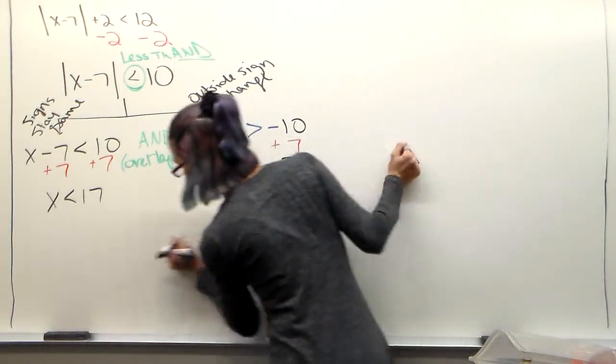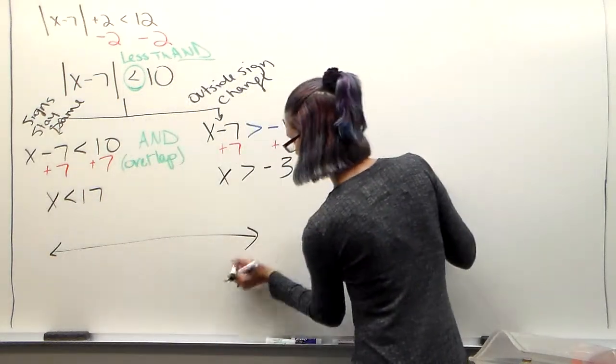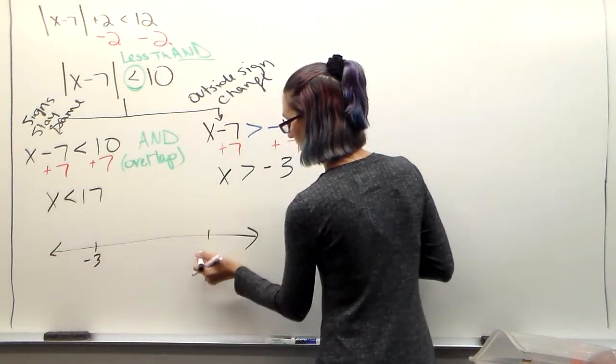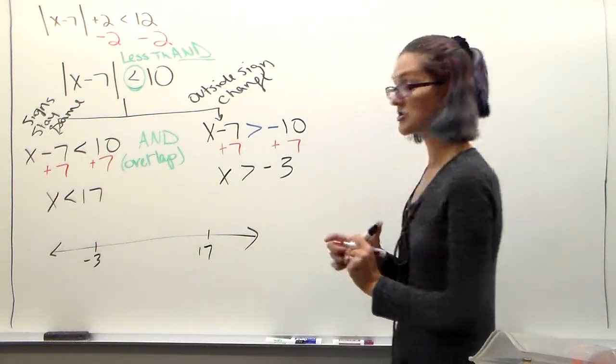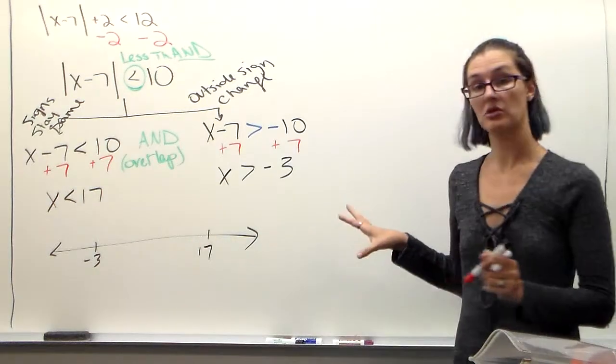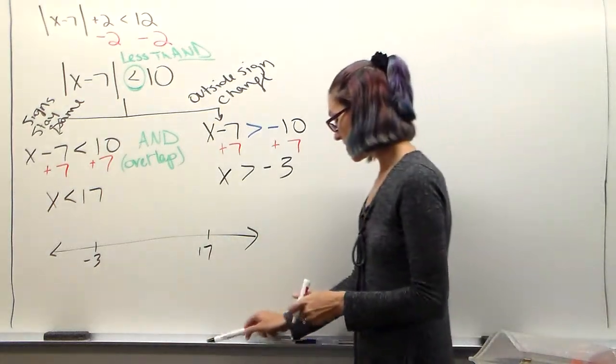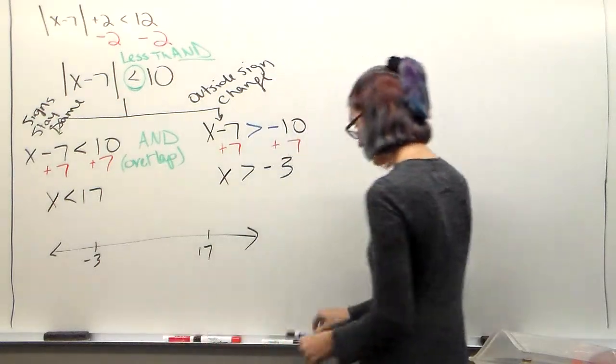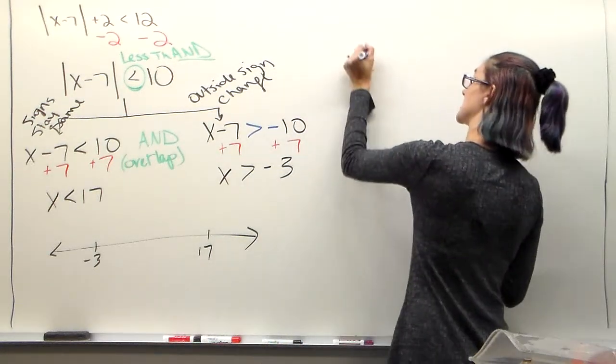So we're going to graph. We're going to have -3, and we're going to have 17. Those are my two numbers. Make sure left to right, it's in order from smallest to largest. So I'm going to take the first equation, x is less than 17.